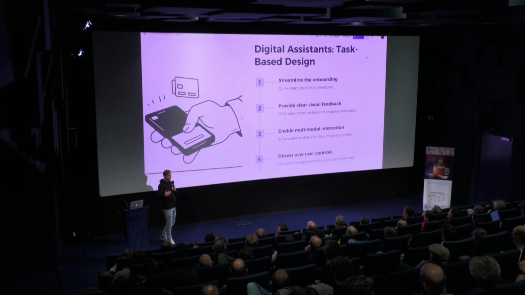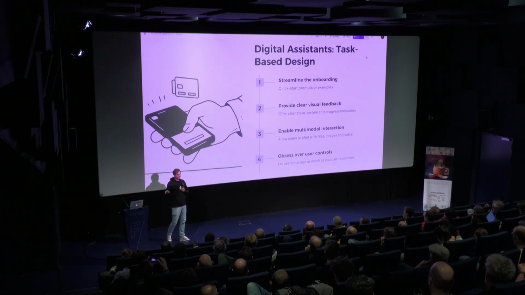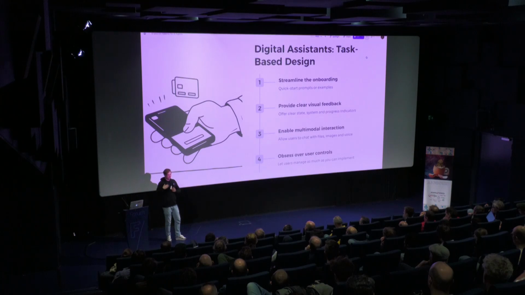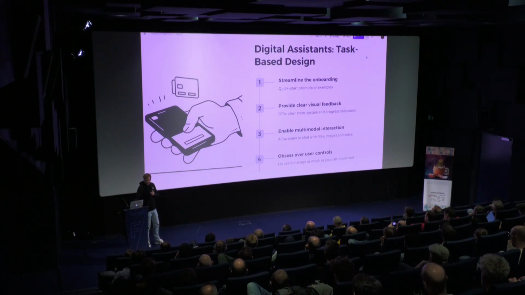And the other thing is to provide clear visual feedback, so status, progress, state, what the agent is doing. Teach them a better mental model of how your AI application works as you go along, and the best way to do this, I think, is with visual cues. Yeah, I already mentioned multimodal interaction.